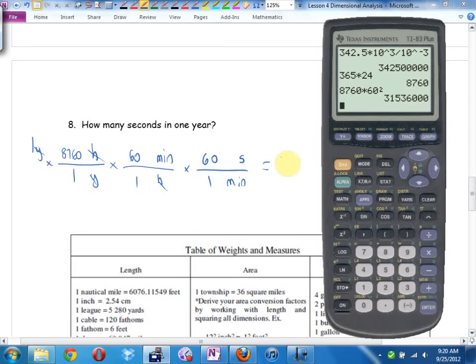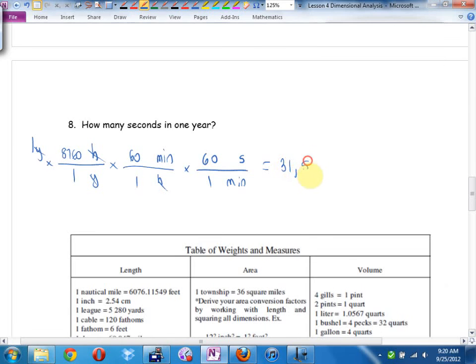31,536,000. Mr. Duick, why didn't you write that in scientific notation? Because no matter what, I was going to have to write the 3, the 1, the 5, the 3, and the 6. Adding 3 zeros or writing times 10 to that is about the same amount of work, so I didn't think I'd save any time by doing it.